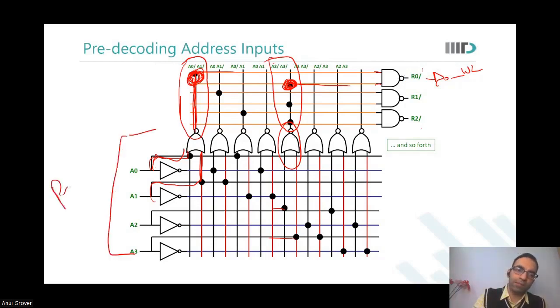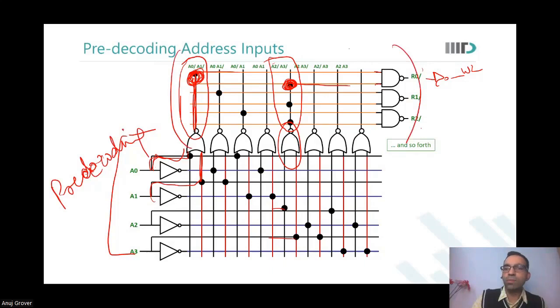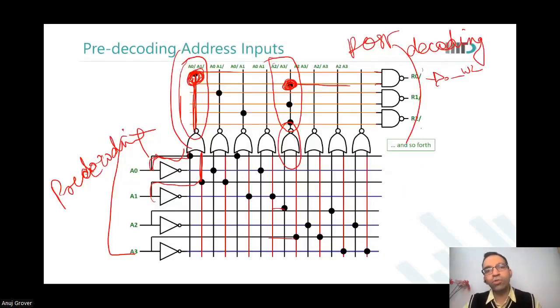This is called pre-decoding. And this is called post-decoding. What I have essentially done is, by splitting my overall decoding operation across two levels, I have reduced the stack size of my gates. My designs will be faster and I will be more area efficient also, probably. Are you able to see this?